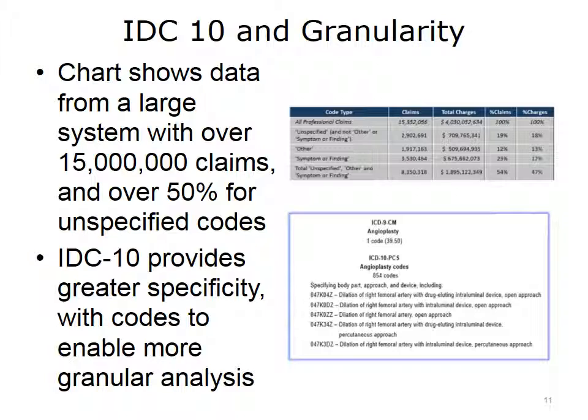In ICD-9, there was only one code for angioplasty. Under ICD-10, there are 5 codes, which allow for much greater specificity. For example, we can code whether the stent placed during the angioplasty procedure was a drug-eluting device, that is, a stent that allows additional medicine to the bloodstream, or that it was a standard non-drug-eluting stent.